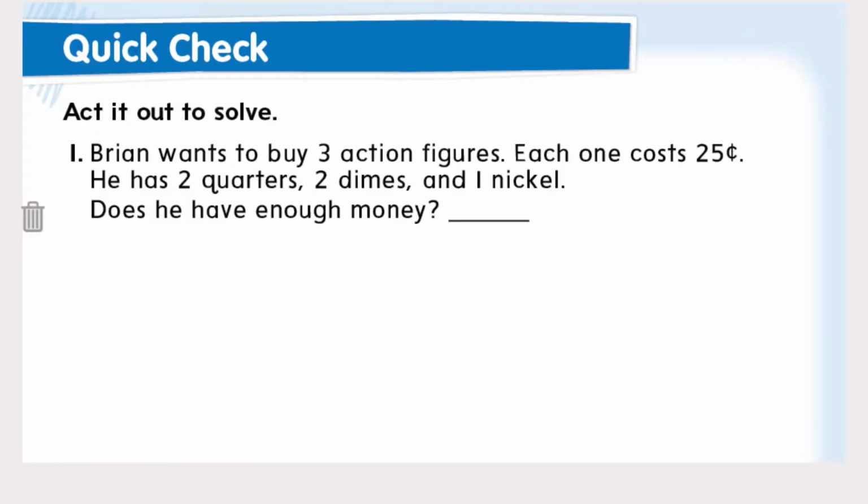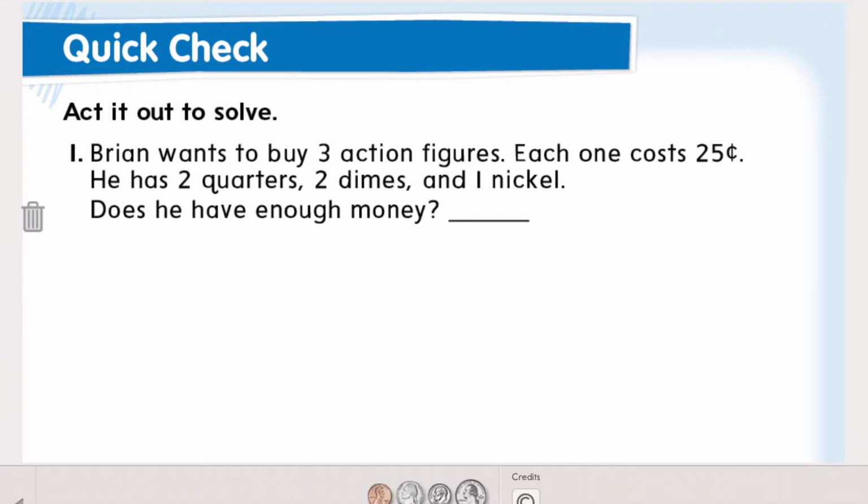So last week we talked about the act it out strategy. Here's a quick check to make sure that we've got that. It says Brian wants to buy 3 action figures. Each one costs 25 cents. He has 2 quarters, 2 dimes, and 1 nickel. Does he have enough money? So we're going to act it out with our coins.